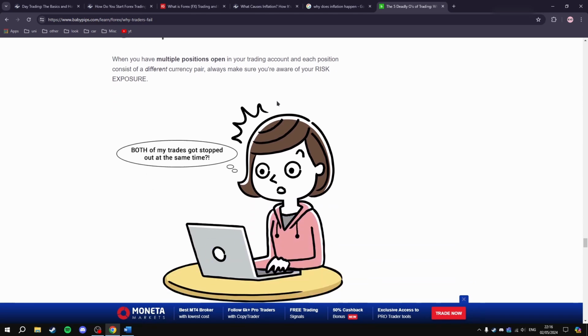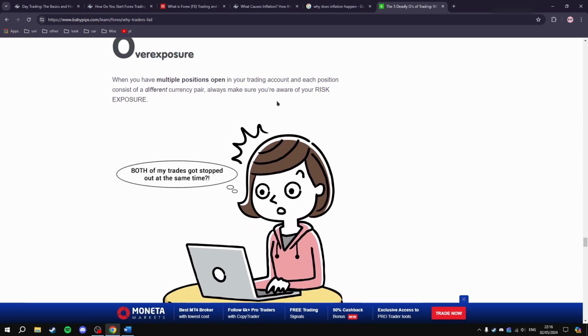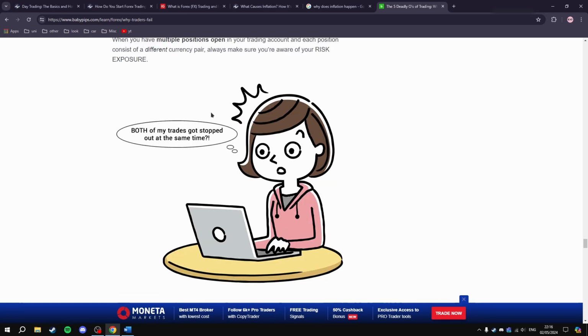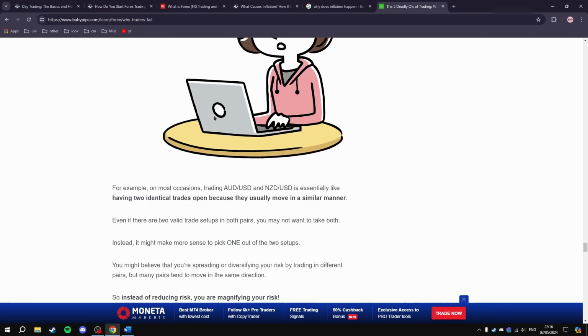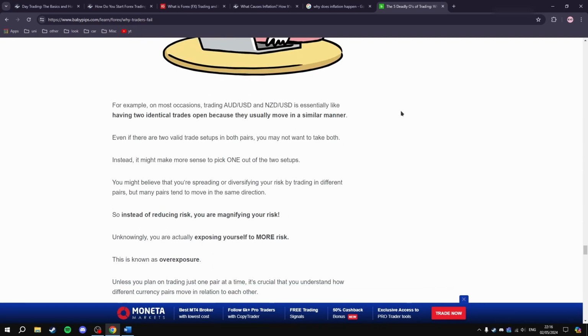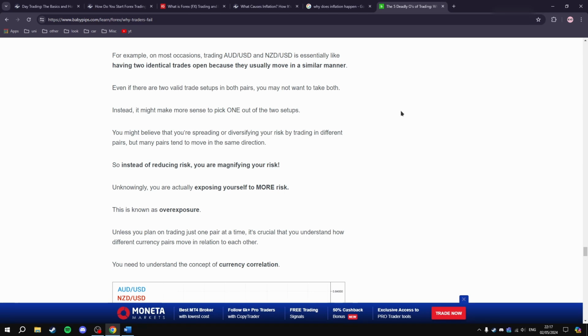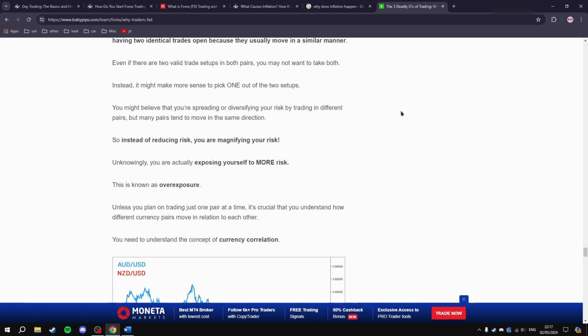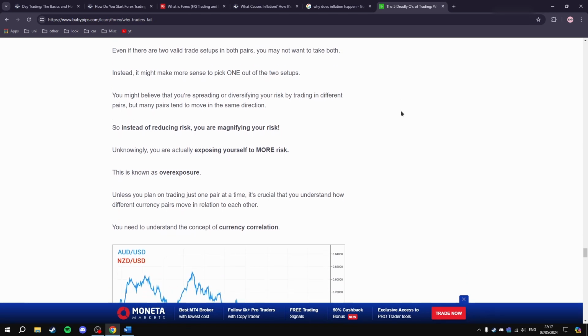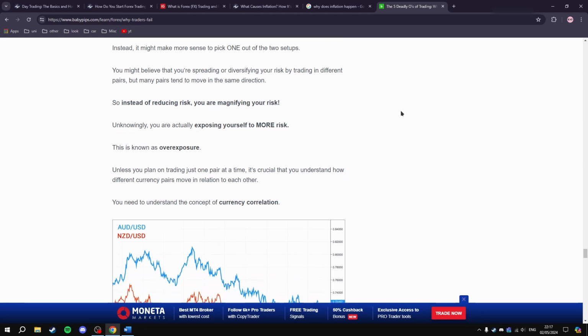Overexposure. When you have multiple positions open in your trading account and each position consists of a different currency pair, always make sure you're aware of your risk exposure. Both of my trades got stopped out at the same time. For example, on most occasions, trading AUD-USD and NZD-USD is essentially like having two identical trades open, because they usually move in a similar manner. Even if there are two valid trade setups in both pairs, you may not want to take both.